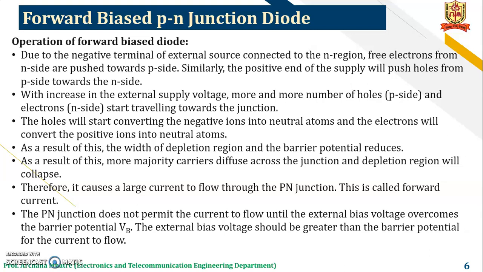As a result of this, the width of the depletion region and the barrier potential reduce. As a result, more majority carriers diffuse across the junction and the depletion region will collapse. Therefore, it causes a large current to flow through the PN junction. This is called the forward current. The PN junction does not permit the current to flow until the external bias voltage overcomes the barrier potential VB. The external bias voltage should be greater than the barrier potential for the current to flow.